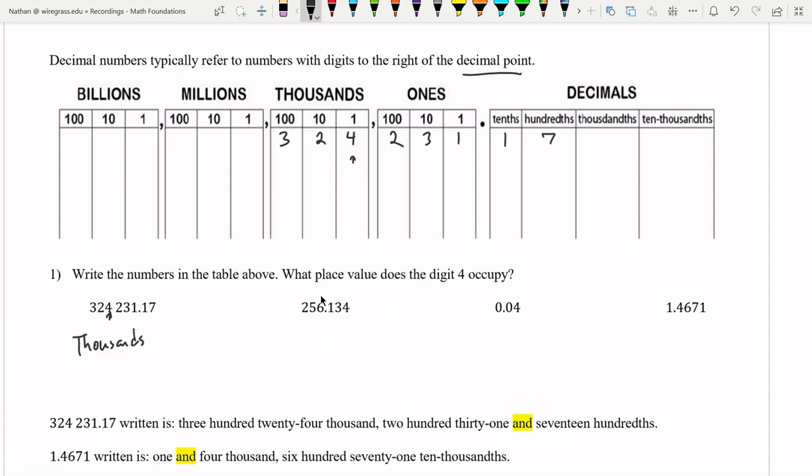But let's look at this next one. We have 256.134. And here we can see that the 4 is taking up the thousandths slot with a THS on the end.